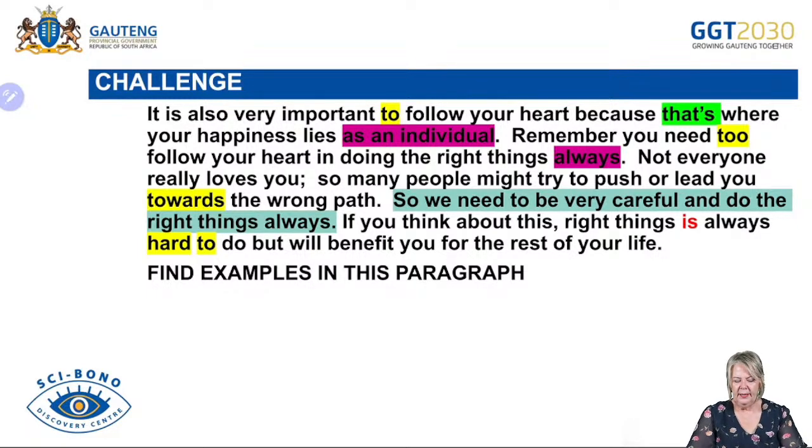Okay, now a quick challenge. "It is also very important to follow your heart because that's where your happiness lies as an individual. Remember, you need to follow your heart in doing the right things always. Not everyone really loves you, so many people might try to push or lead you towards the wrong path. So we need to be very careful and do the right things always. If you think about this, right things is always hard to do, but will benefit you for the rest of your life." So let's take a look.